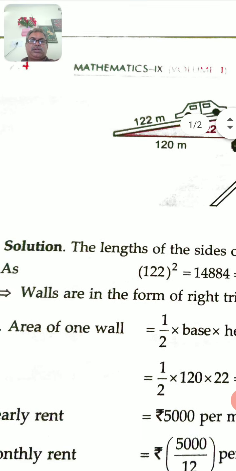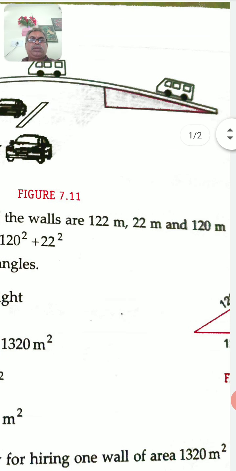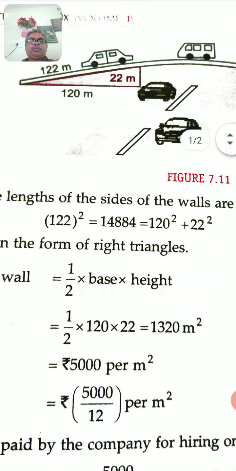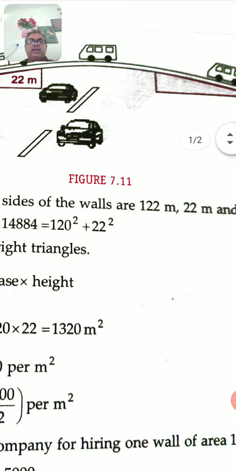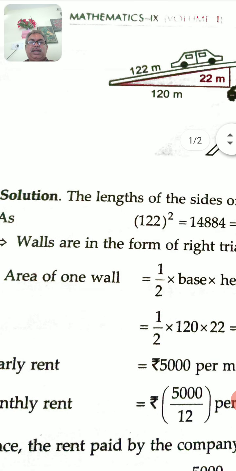So let us see the solution. The lengths of the sides of the walls are 122 meter, 22 meter and 120 meter. So is this a right angle triangle? We can verify that using the Pythagorean triplet. Using that method, the hypotenuse: 122 square is equal to 120 square plus 22 square. So LHS is equal to RHS. So we can say that the walls are in the form of a right angle triangle.